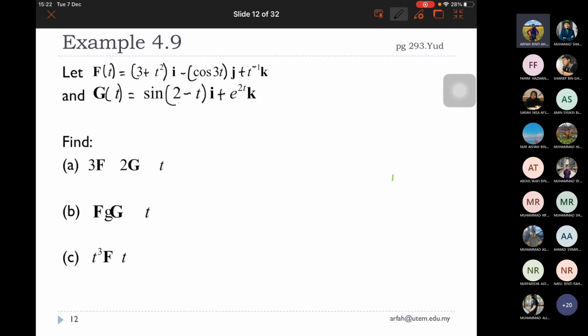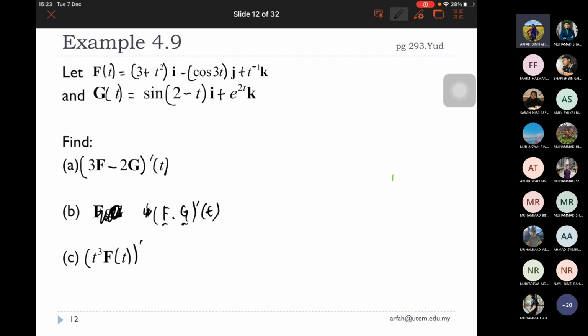Okay. So 3f tolak 2g prime t. So dapat apa jawapan dia? Okay. And then yang ini sebenarnya adalah vector f dot vector g prime t. And this one is t cube f prime t.